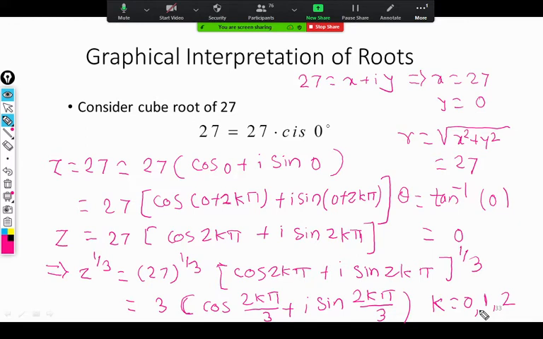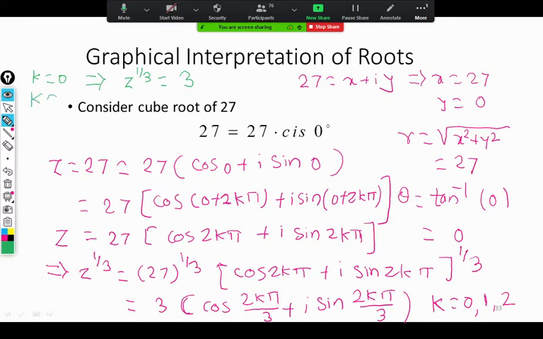We have to find out the values of z raised to 1 by 3 for k equal to 0, k equal to 1 and k equal to 2. So let me write it here. For k equal to 0, I will write it on the top side. Now k equal to 0 implies z raised to 1 by 3 is equal to, you'll observe, cos 0 plus I sine 0. What is cos 0? Cos 0 is 1, sine 0 is 0. So we get z raised to 1 by 3 equal to 3 only, because it is 1 and that is 0. Is that clear?